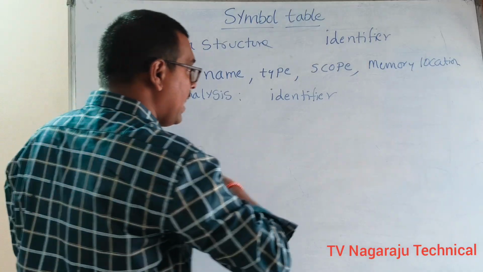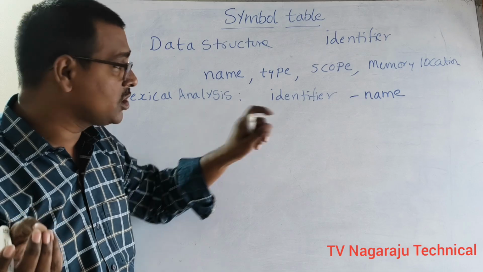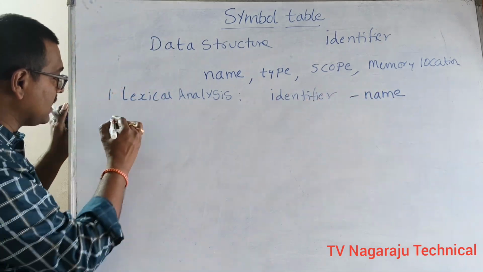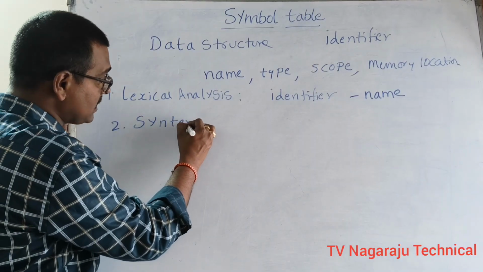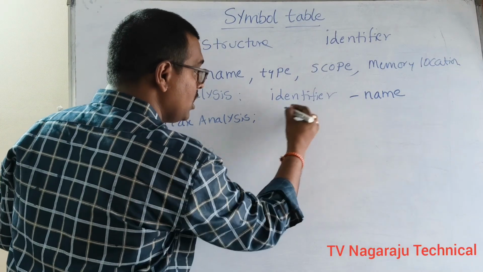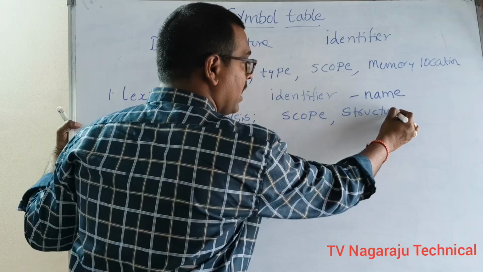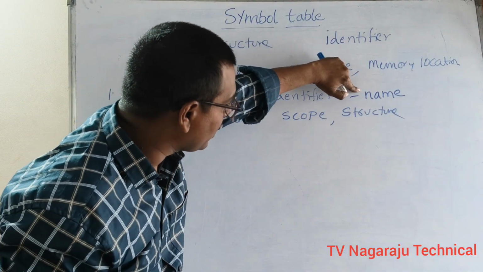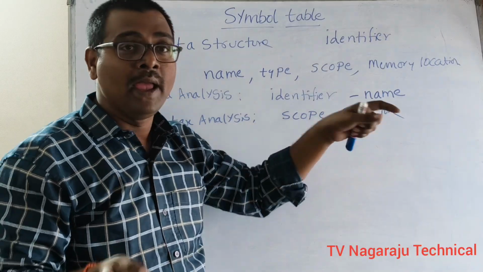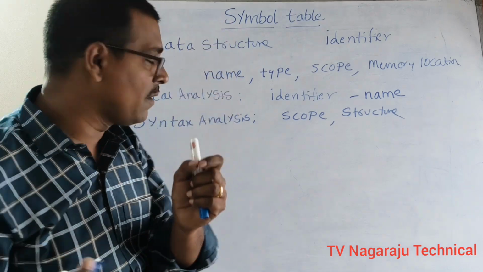That means it adds the information as the name. What is the attribute information? It includes the name of the identifier, which is placed by the lexical analysis. Now the syntax analysis. This phase gives the additional information of scope and structure of identifier. For example, here I gave the identifier name. The syntax analysis phase provides the attribute information, scope and structure of identifier. Generally, the scope is represented in a hierarchical fashion.